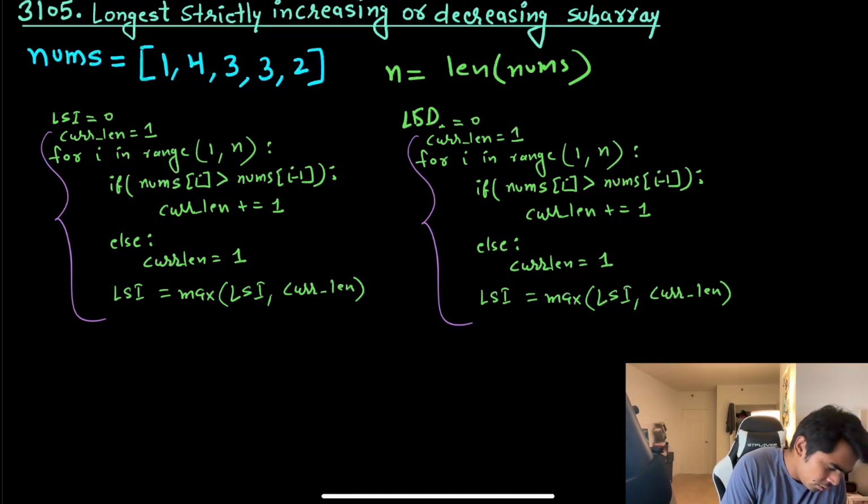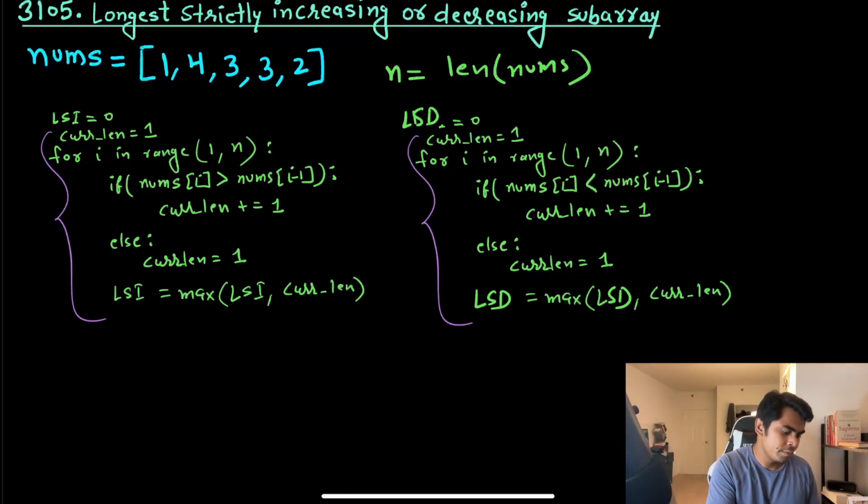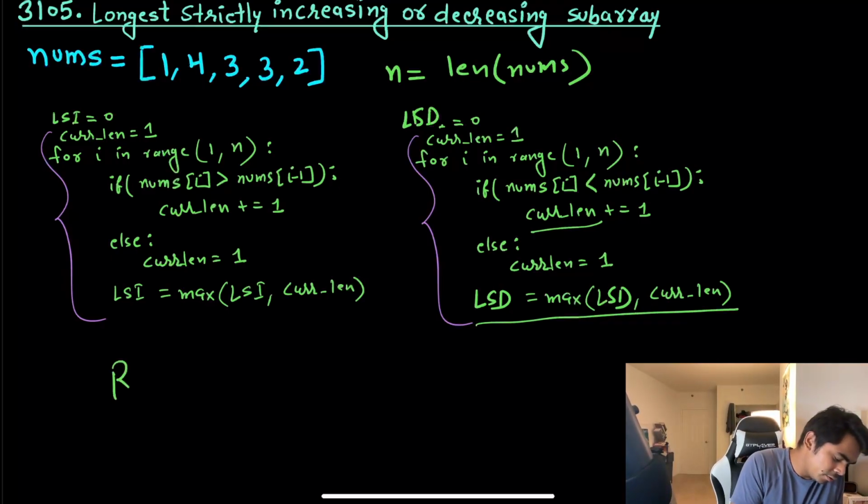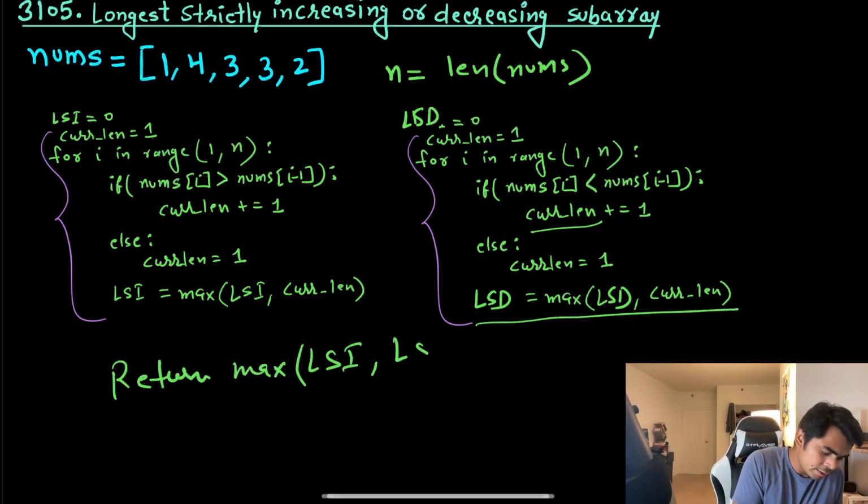But anyway, here also we'll do the same thing, and we'll update this LSD to maximum of LSD. And here what we want to do is we will check if the current number is smaller than the previous number. If that's the case, then we will keep incrementing our current length and then update the LSD with the current length, and then finally you will return max of LSI or LSD.